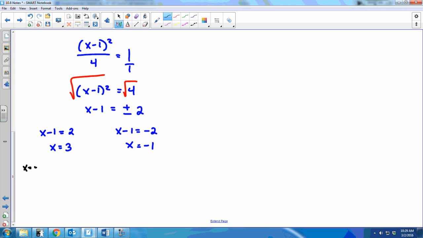So if x equals y, that means if x equals 3, then y equals 3. If x equals -1, then y equals -1. So we're just going to write these as coordinates. So one solution is (3, 3), and one is at (-1, -1). There are two possible solutions.